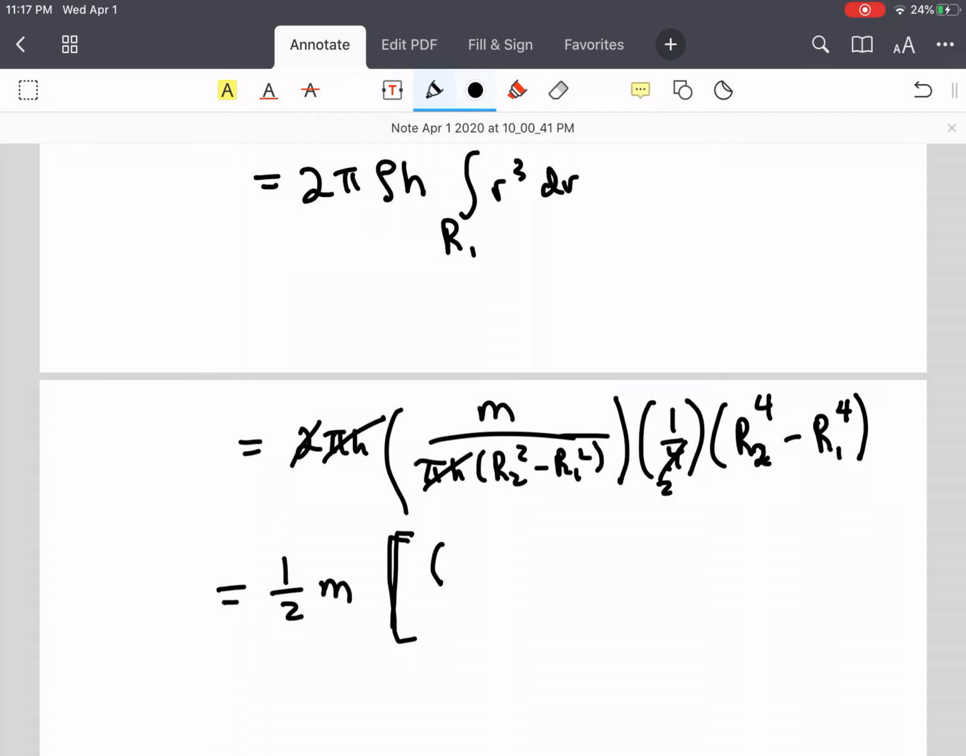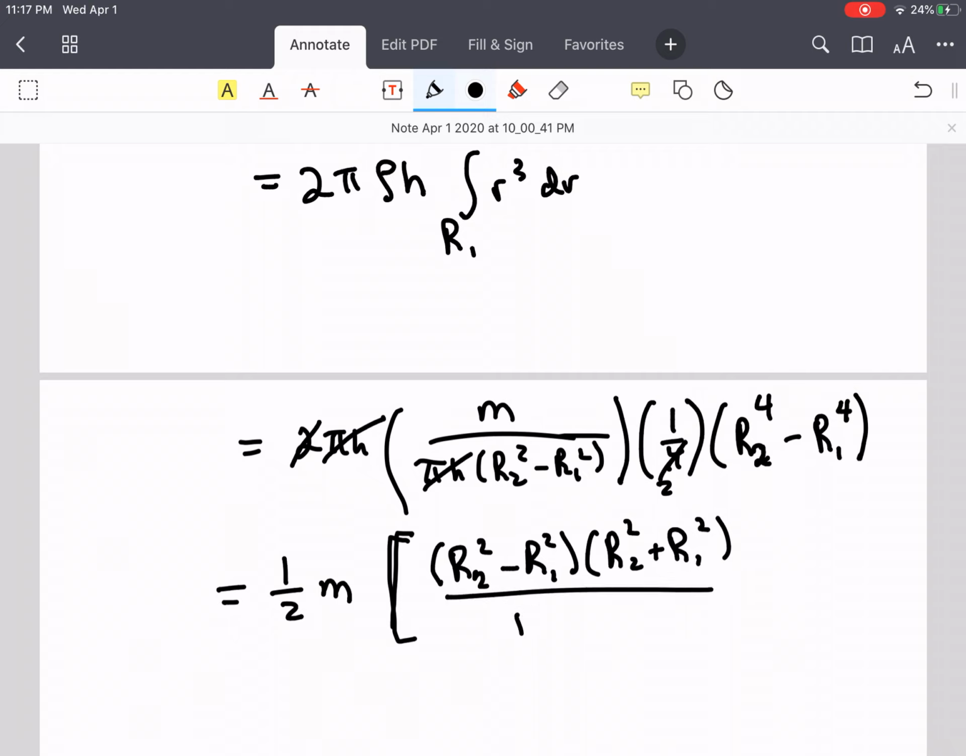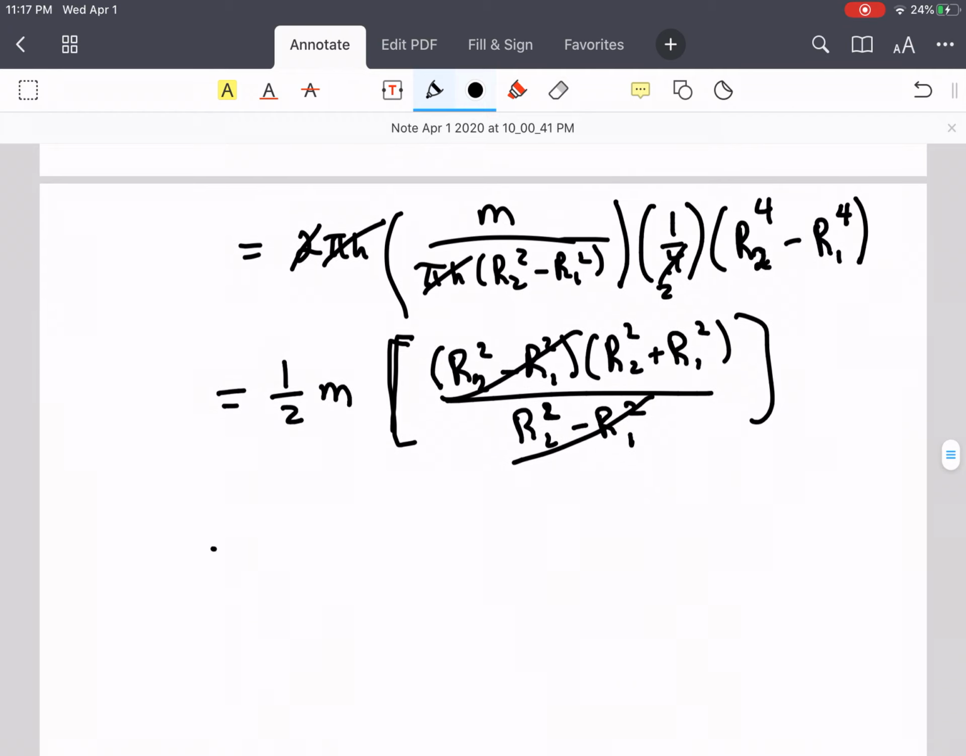So you may remember that that's just (a squared minus b squared) times (a squared plus b squared), so (r2 squared minus r1 squared) times (r2 squared plus r1 squared). If you don't believe me, go ahead and multiply this out. Check me on it. I am pretty sure on this one. And so the r2 squared minus r1 squared cancels out, and I get the formula from the book, 1/2 m times (r1 squared plus r2 squared).